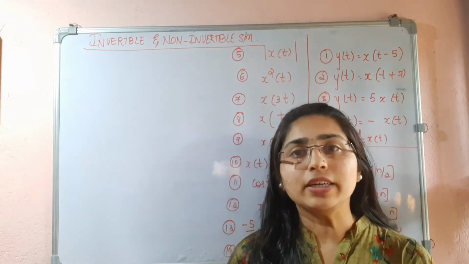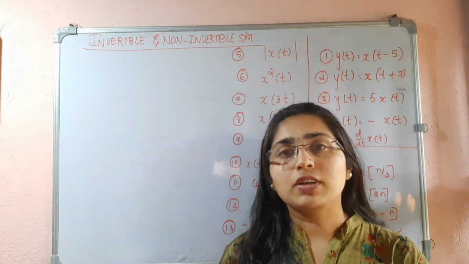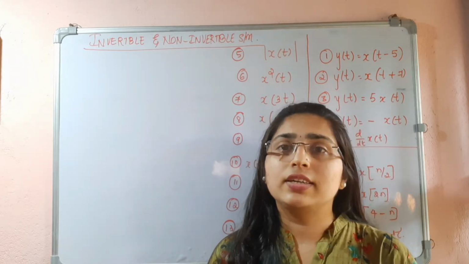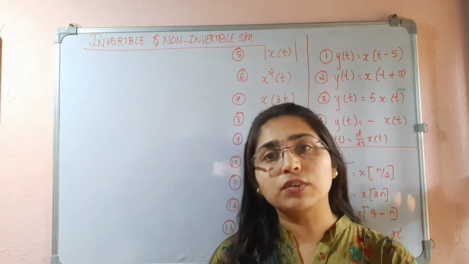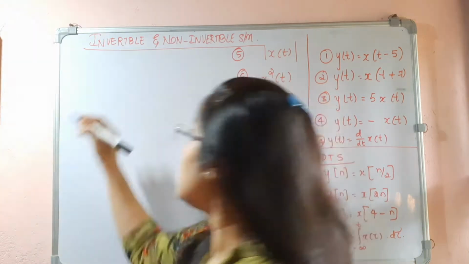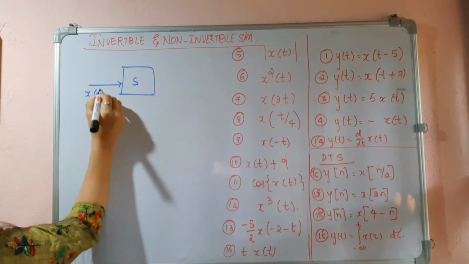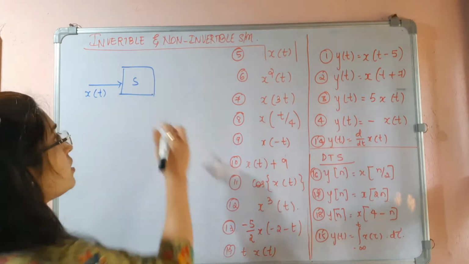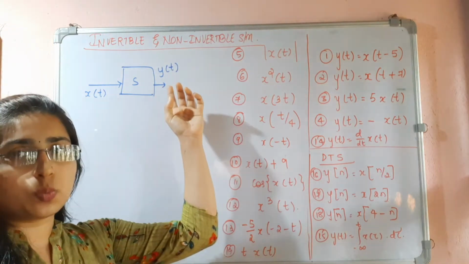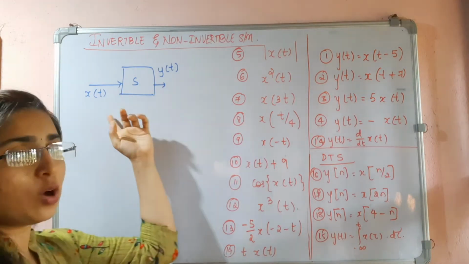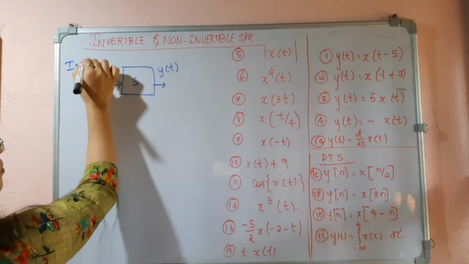In this video, let's study about invertible and non-invertible systems. So what are these invertible systems? Invertible systems are those where distinct inputs produce distinct outputs, or the input is recovered from the output. Suppose this is a system and I am applying the input x of t. The output of this system is y of t. If from y of t I can recover the original signal x of t, then that is called an invertible system.